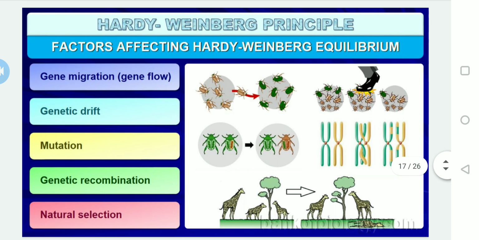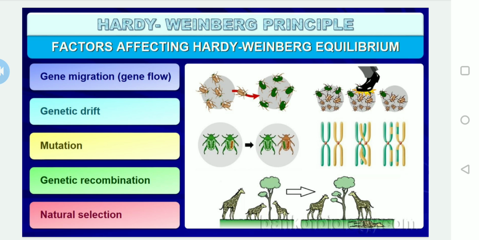Now the question arises. As I said, the gene frequency remains constant from generation to generation unless it is altered by external agencies, which is called genetic equilibrium. Now the question arises, what are the factors which affect the Hardy-Weinberg equilibrium, or we can also say the agents of evolutionary changes. The agents of evolutionary changes are also called the factors that affect or influence the Hardy-Weinberg equilibrium.